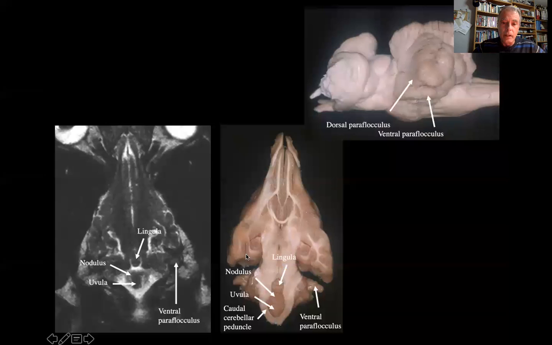Here you have a dorsal section of a fixed brain and a dorsal section on MRI. It's a T2-weighted sequence, and we identify parts of the vermis. The first is the lingula, and then caudal to it, we have the nodulus and the uvula.